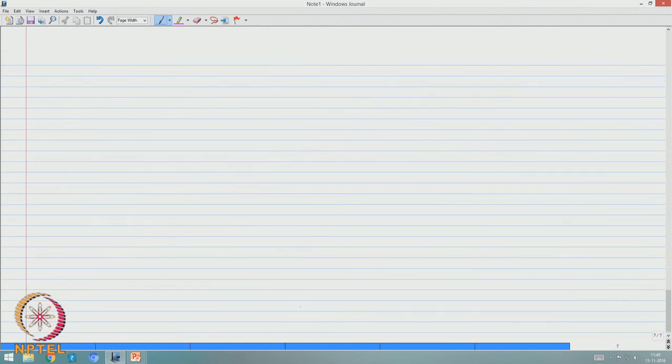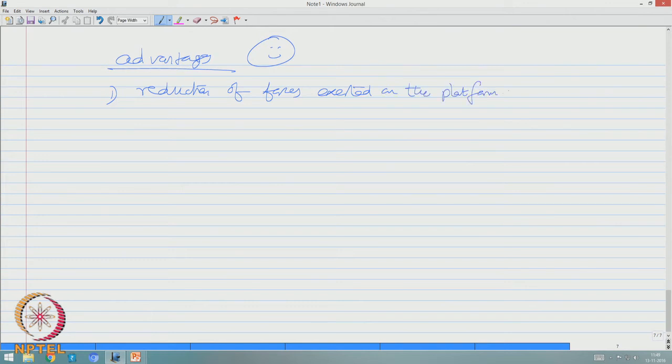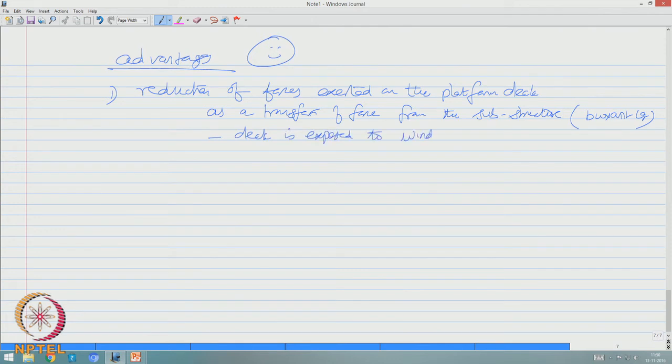By having such a form, what are the advantages? One can expect a large reduction of forces exerted on the platform deck as a transfer of force from the substructure, because we all know the deck is not directly exposed to wave action. In this case, the substructure is the buoyant leg. However, when the deck is exposed to wind loads, there is a direct action.